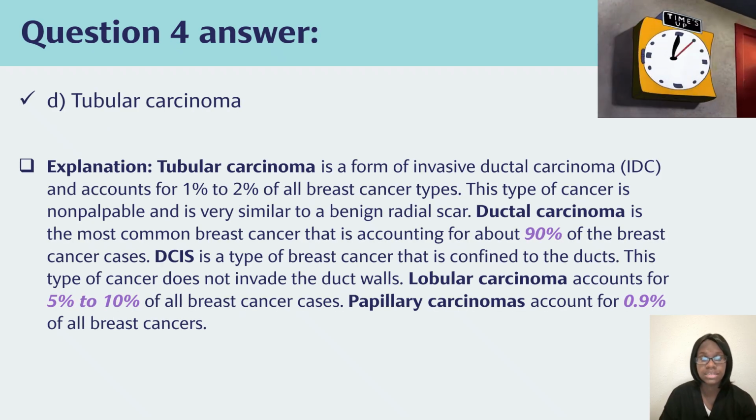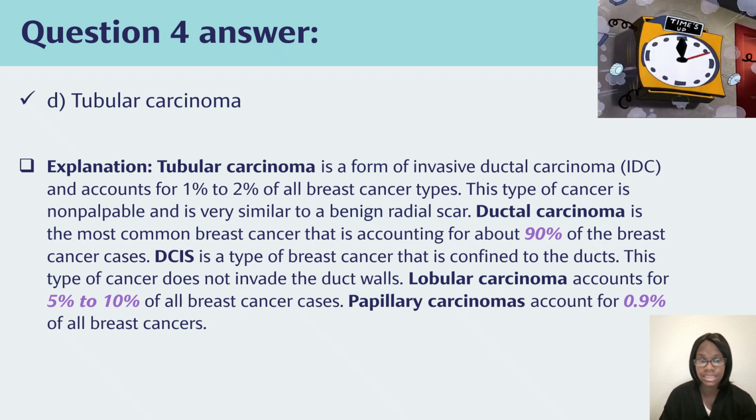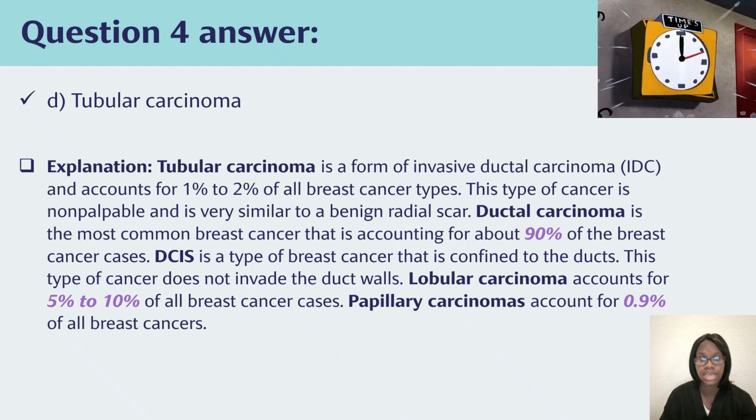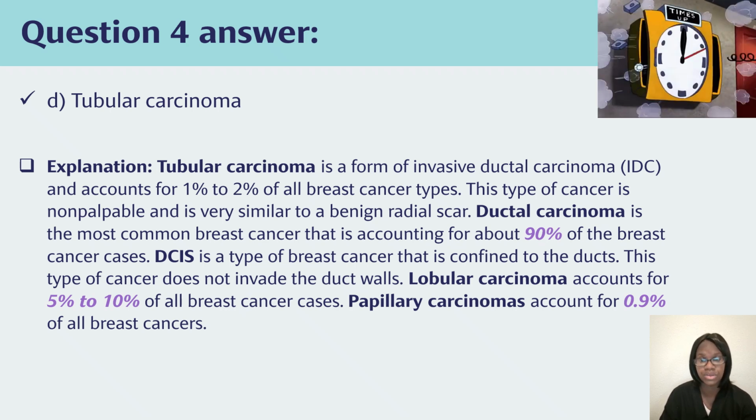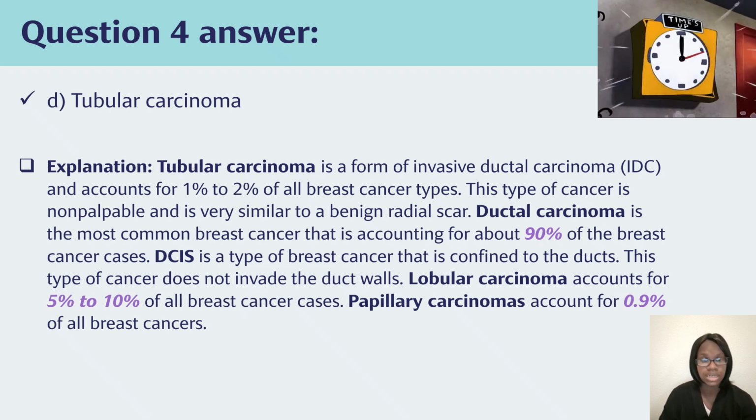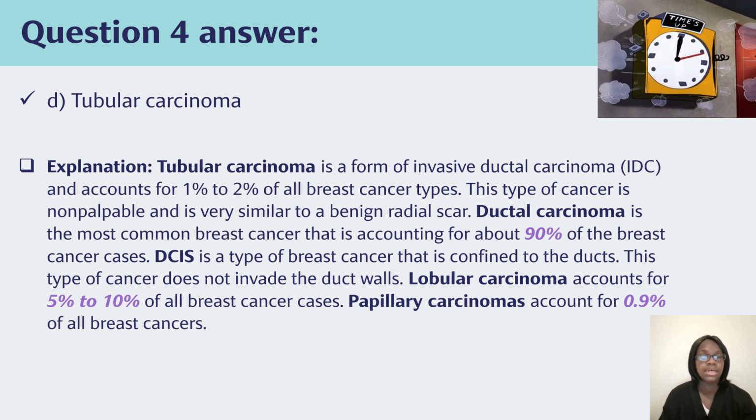Okay, the correct answer is tubular carcinoma. This is a form of invasive ductal carcinoma, or IDC, and accounts for 1% to 2% of all breast cancer types. This type of cancer is non-palpable and is very similar to a benign radial scar. Ductal carcinoma is the most common breast cancer, accounting for about 90% of the breast cancer cases.